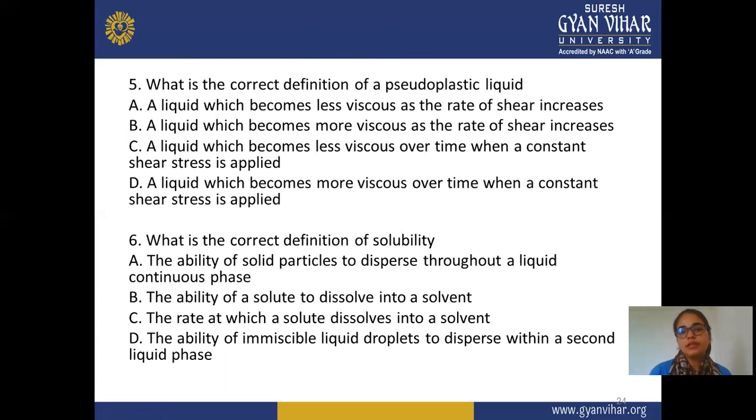Next, in the fifth question, what is the correct definition of a pseudoplastic liquid? A is a liquid that becomes less viscous as the rate of shear increases. B is a liquid which becomes more viscous as the rate of shear increases. And C is a liquid which becomes less viscous over time when a constant shear stress is applied. D is a liquid which becomes more viscous over time when a constant shear is applied. And in the sixth question, what is the correct definition of solubility? A is the ability of a solid particle to disperse throughout a liquid in a continuous phase. B is the ability of a solid to dissolve into a solvent. C is the rate at which a solid dissolves into a solvent. And D is the ability of immiscible liquid droplets to disperse within a second liquid phase.